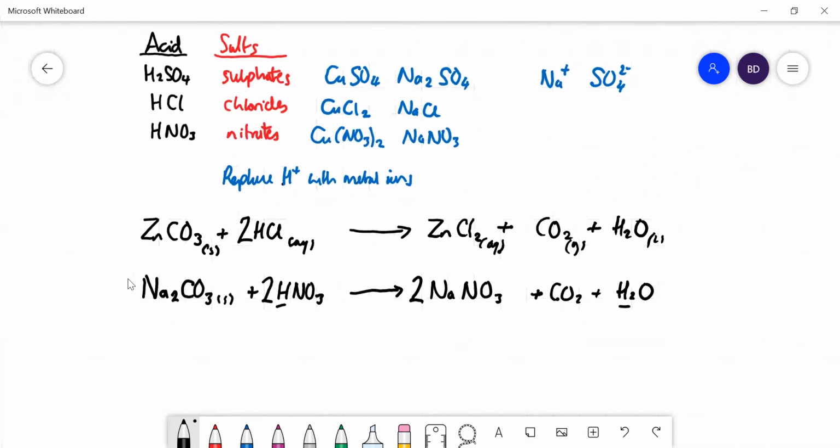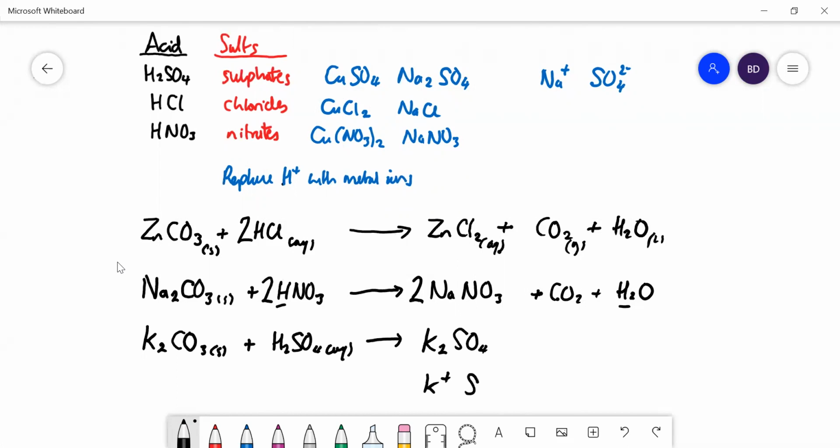I'll just do one more. Let's do potassium carbonate. Potassium is group 1, so it's a +1 ion. It's going to be K2CO3. That will also be soluble. Let's react that this time with sulfuric acid. We're going to get potassium sulfate, which is K2SO4 because potassium is 1+, but the sulfate is 2-, so you need 2 potassiums for that. CO2 and H2O. And that's balanced already, isn't it?